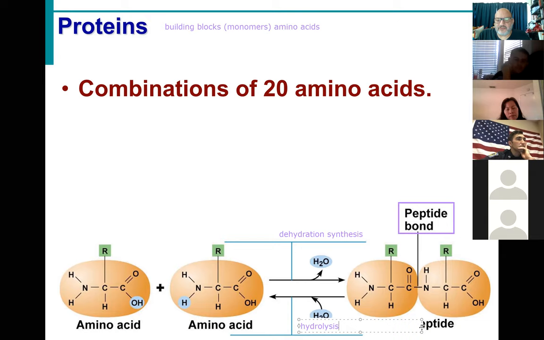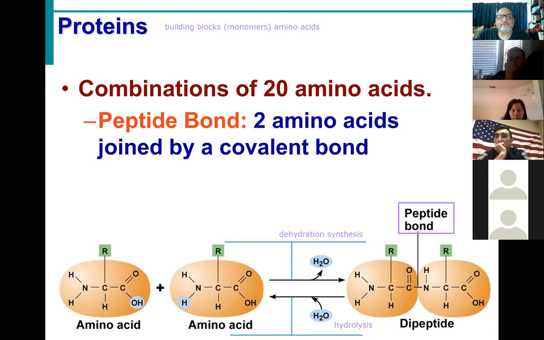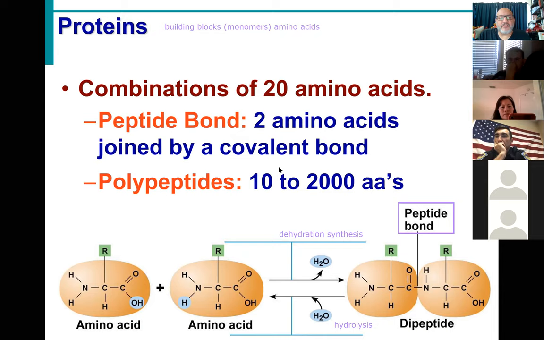So again, those same chemical reactions that we talked about for carbohydrates are used here for our amino acids as well, when we're putting amino acids together to form our proteins. Again, it's a peptide bond, two amino acids put together by forming that covalent bond. As we form those peptide bonds, we form what we call a polypeptide, right? These are the monomers, these are the polymers. A polypeptide is typically a sequence of amino acids between 10 and a couple thousand. And then those polypeptides are then going to be put together to form proteins.